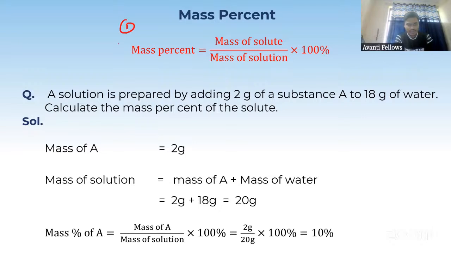Understood? How will you use this formula? That is mass of the solute. What is the mass of solute here? 2 gram. What is the mass of solution here? That is 2 plus 18, that is 20 gram. So 2 divided by 20 into 100 comes out to be 10%. So this 10% is the correct answer. Okay? So 10% is the correct answer here. I hope this is clear. Yes.